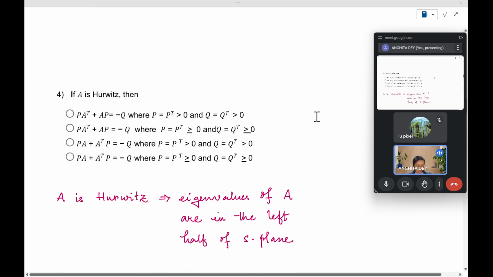Yeah, so now we can go through this very question. If A is Hurwitz, then which of these options would be correct?